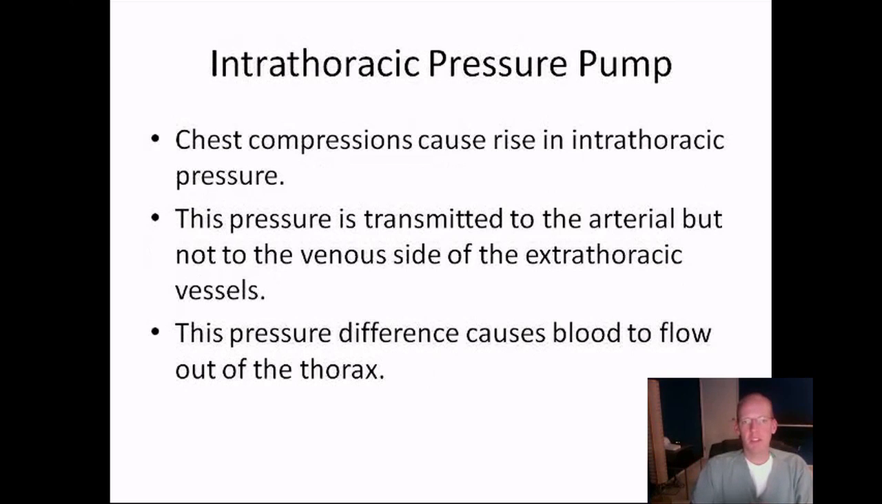Now, compare this to the intrathoracic pressure pump model, where the chest compressions cause a rise in intrathoracic pressure. This pressure is transmitted to the arterial but not to the venous side of the extrathoracic vessels. And this pressure difference causes blood to flow out of the thorax. So you create compression down, creating pressure, and then causing a pressure difference, pushing blood out, and then the negative intrathoracic pressure from the recoil pulls blood back into the venous side, and then it is pushed out again with compressions.